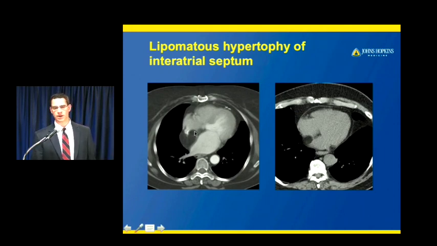Occasionally, rarely, you may see a patient have obstructive symptoms because of the fat obstructing flow from the SVC to the RA, but that's pretty unusual. Generally, they can be quite large and really cause no symptoms whatsoever.